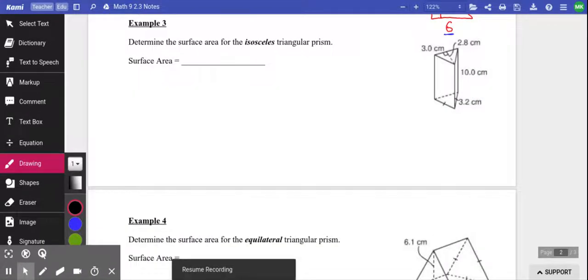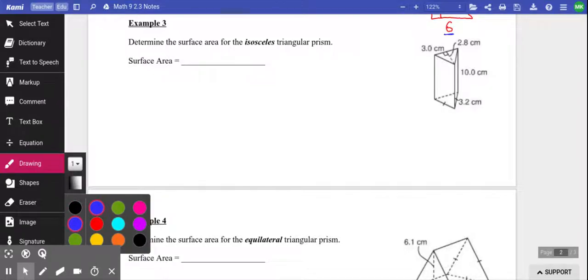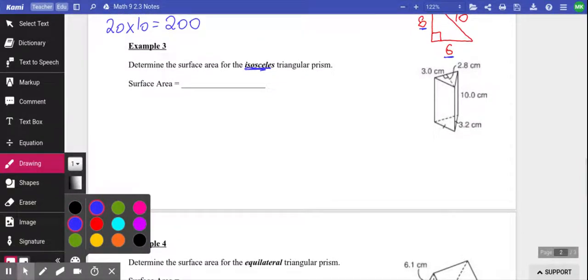Okay, this one's a little tricky, and they get tricky with knowing what sides are what. So it does tell you it's an isosceles triangle. Isosceles triangle means 2 sides the same. If you look at the bottom, it shows you which 2 are the same. This side and this side are both 3.2.